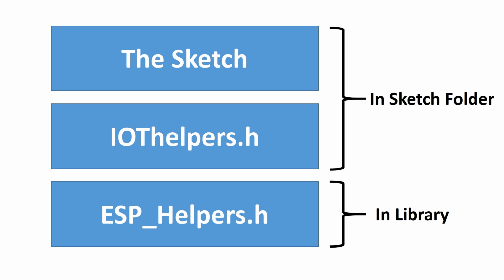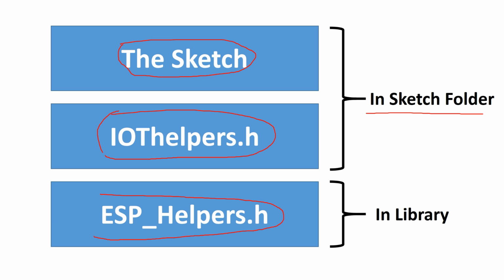The whole code is divided in three parts: the normal sketch, the file iothelpers.h, which holds standard functionality which has to be adapted according to your needs. An example is Wi-Fi manager, because each sketch needs different configuration parameters. This file therefore is placed in the same directory as the sketch. And third, the file ESP helpers contains all functions which do not need to be adapted. Therefore, this file is located in the libraries folder and is used by all sketches.